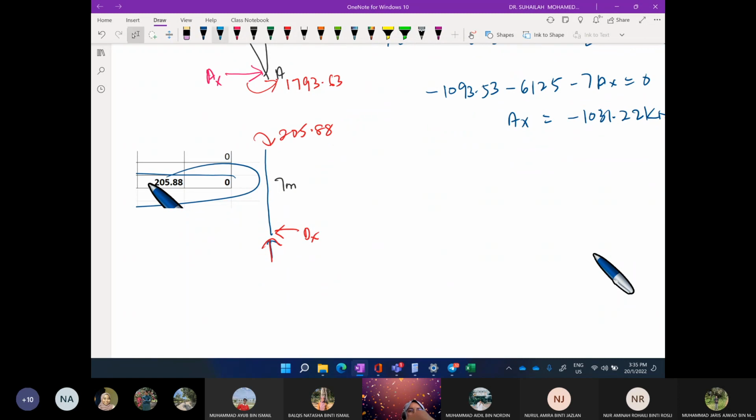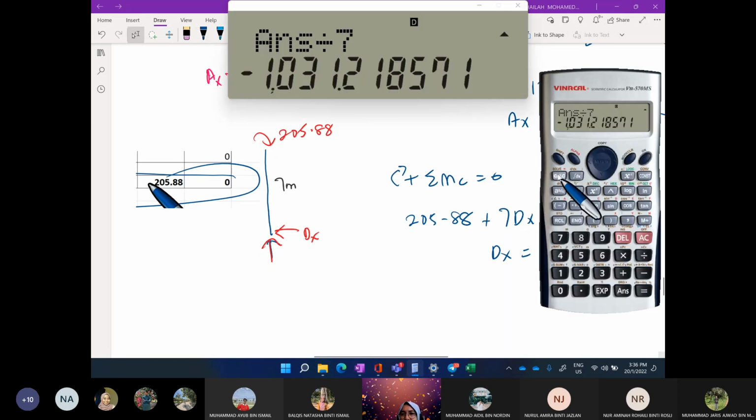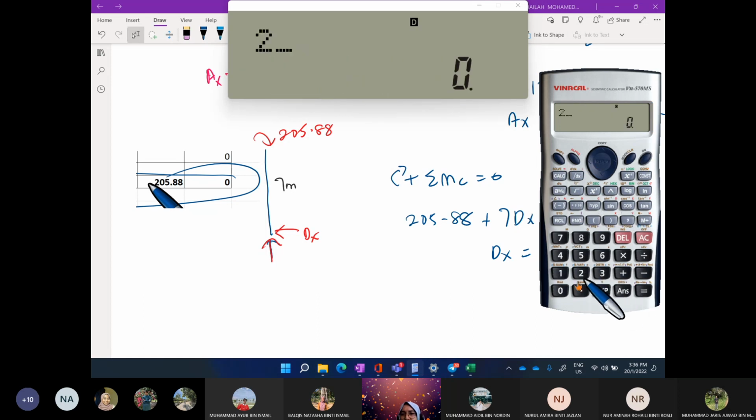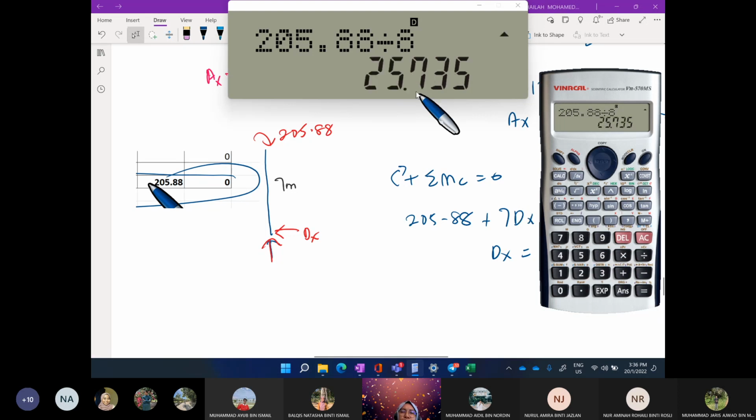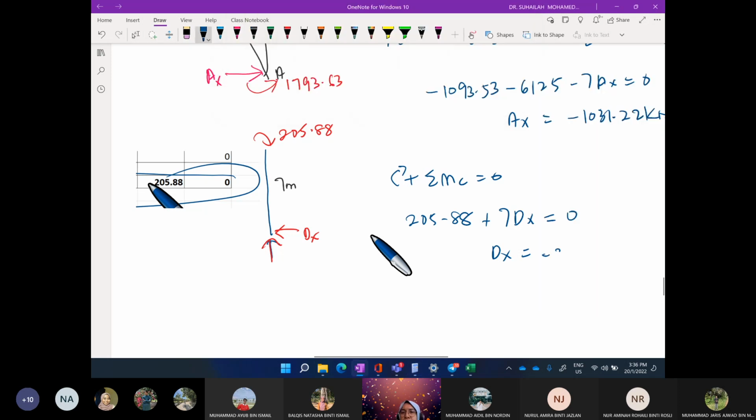So using static equilibrium, taking moment at C equal to 0, we get 205.88 plus 7DX equal to 0. So DX we get is negative 205.88 divided by 8, and we get 25.735. This is kilonewton.